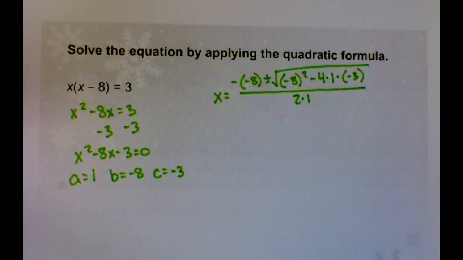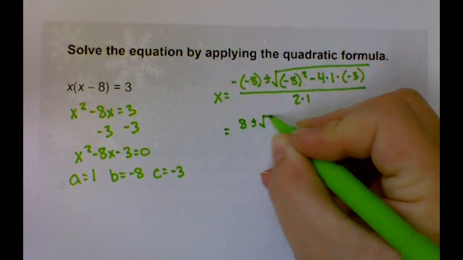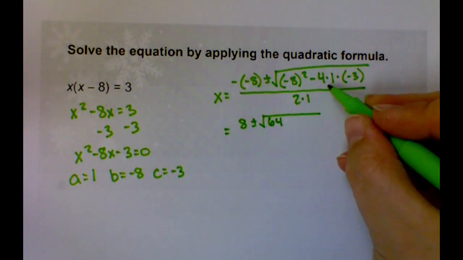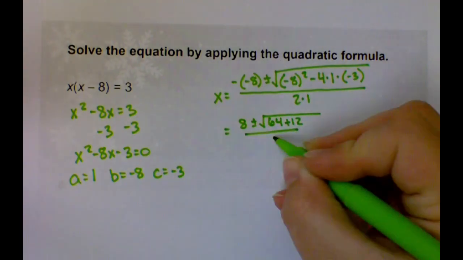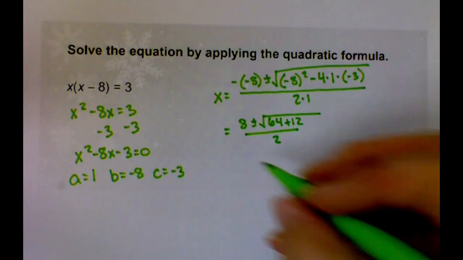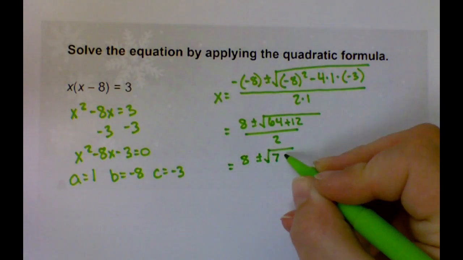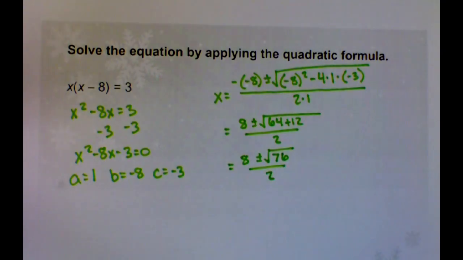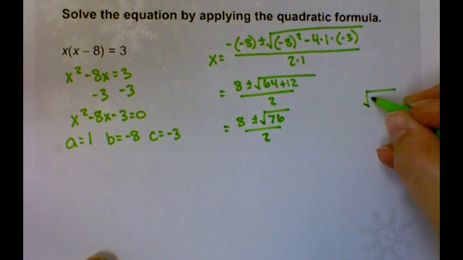Now we just simplify. Negative 8 makes positive 8. Negative 8 squared is 64. 4 times 1 times negative 3 makes it a plus 12, all over 2. And then we're going to add those numbers together inside the square root. We get 8 plus or minus the square root of 76, all over 2. Now here's where the simplifying comes in, very important.